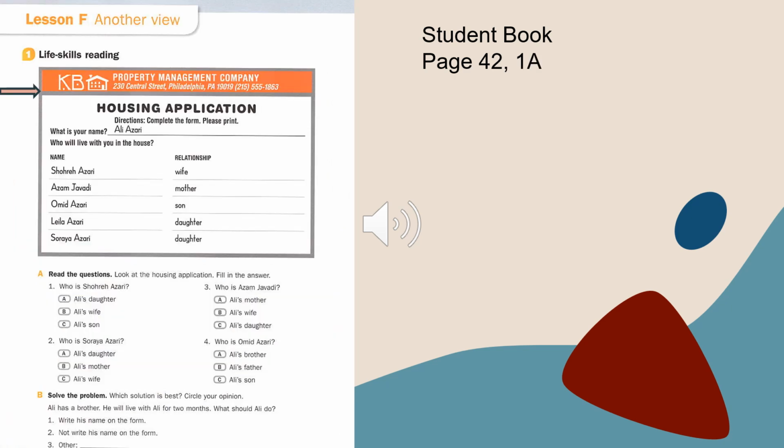Now we're on page 42 in the student book. And we're going to do exercise 1. We have to start by reading this housing application. And notice it says, what is your name? And it gives the name of the person, Ali Azari. Then look down there. It asks, who will live with you in the house?